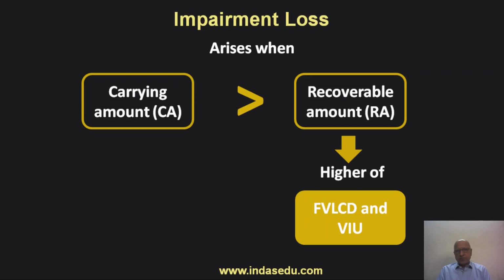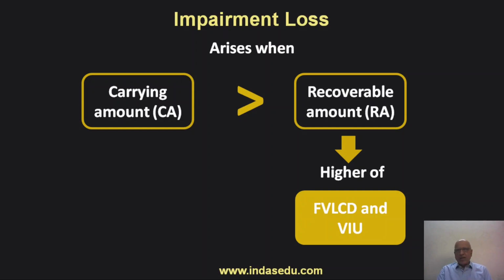Now, what is value in use? It is the present value of all future cash flows that is expected to be derived from the asset. So if the entity decides that they will sell the asset, they will take fair value less cost of disposal. That is one value. Another value is value in use. If the entity decides to retain, what is the cash it can generate from the asset? What are the cash flows that can be derived from the asset? So higher of these two is the recoverable amount, that is compared with the carrying amount. When the carrying amount is more than the recoverable amount, there is impairment loss.